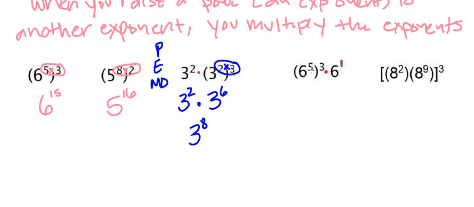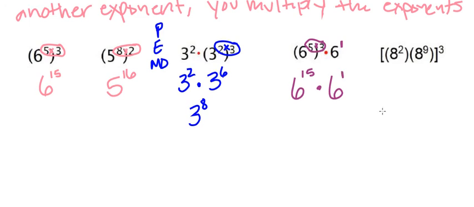So here I have 6 to the 5th power, and that's being raised to the 3rd power. So I use power to a power here, and 5 times 3 is 15. So this is 6 to the power of 15 multiplied by 6 to the power of 1. Well, in a situation like this, again, we know that we have like bases. And again, I'm not raising an exponent to another exponent. I'm just multiplying like bases together. So now I have my 15 and my 1. So I add my exponents, and this becomes 6 to the power of 16.